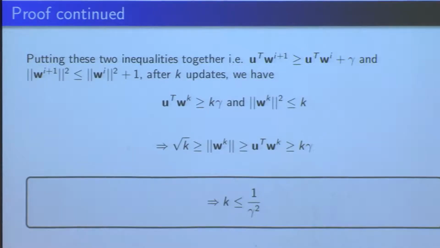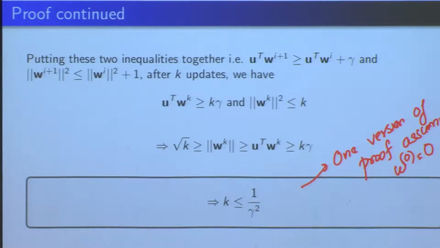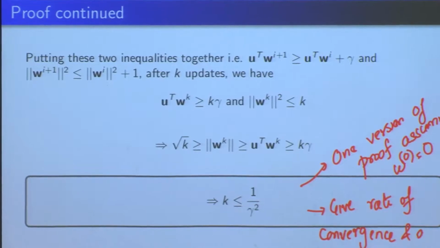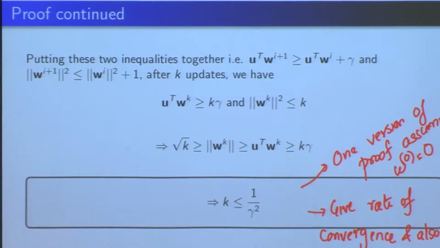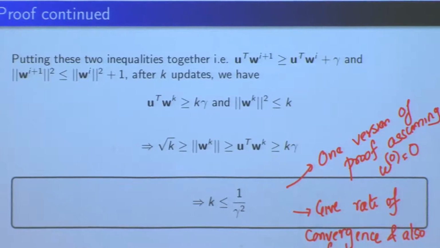And as I pointed out, this is one version of proof that assumes W0 is 0, gives the rate of convergence, and also the proof of convergence.